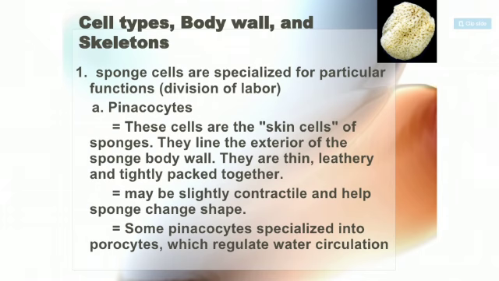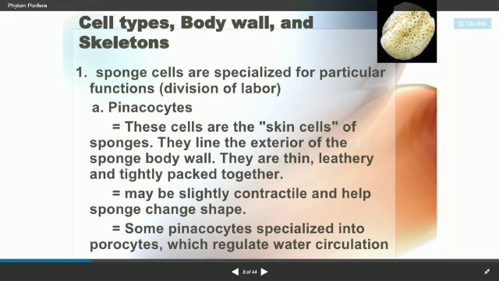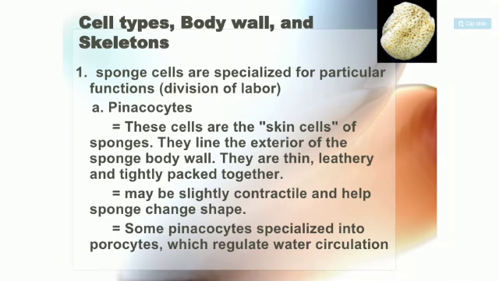So first of all, we will see what is the function of the pinacocytes. These cells are the skin cells of the sponge. These line the exterior of the body wall. They are thin, leathery, and tightly packed together. They may be slightly contractile, helping the sponge to change shape. Some pinacocytes specialized into the porocytes, which regulate the water circulation.